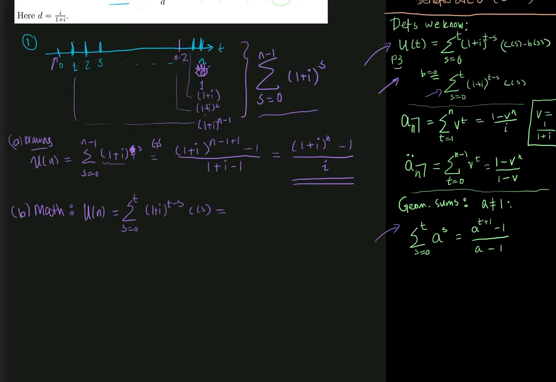And what are the contributions at the other time points? Well, they're just all 1. So what does that mean? If we think about this sum, the first term where s equals 0 is just equal to 0. So we can start at s equals 1, go up to t.